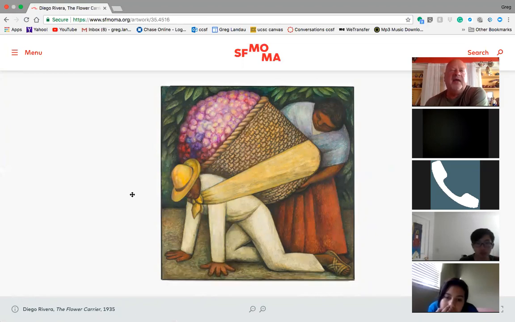Now, how would this be seen as a political message? What's the message here? Could we find an element of the Communist Manifesto in this mural or some influence? Anybody?